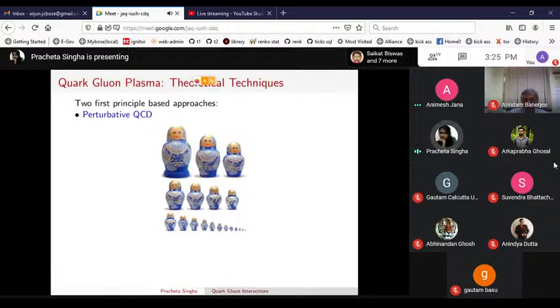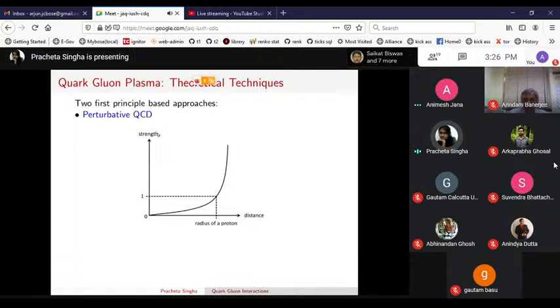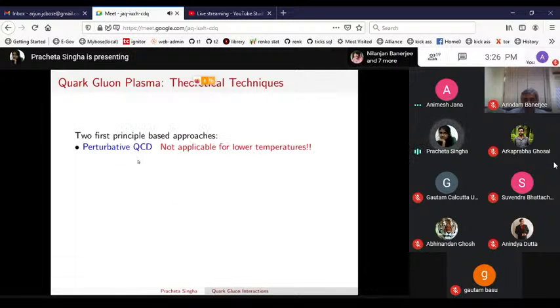So let's see what happens for the strong interactions. That's a schematic diagram of how the strong interaction strength behaves with length, and it can be shown that only at very small distances, that is, only at a very high energy scale, the coupling strength is much less than 1, and that is when perturbative QCD is basically applicable. However, when we increase the distance or decrease the temperature, we cannot really apply perturbative QCD. So we can say that perturbative QCD is not applicable for lower temperatures.